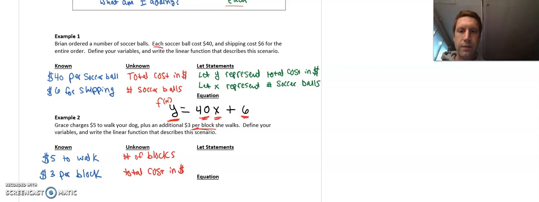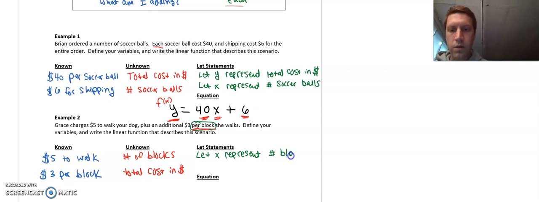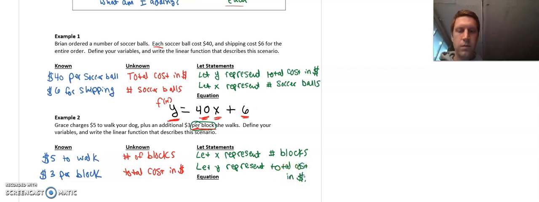All right. So let's do our let statements. We have two variables, y and x. We said the one with that per is usually going to be the x variable. So let's say let x represent the number of blocks that Grace walks. And I'm going to let y represent the total cost in dollars.